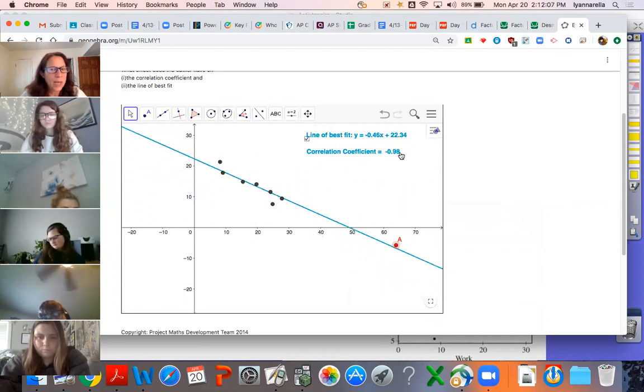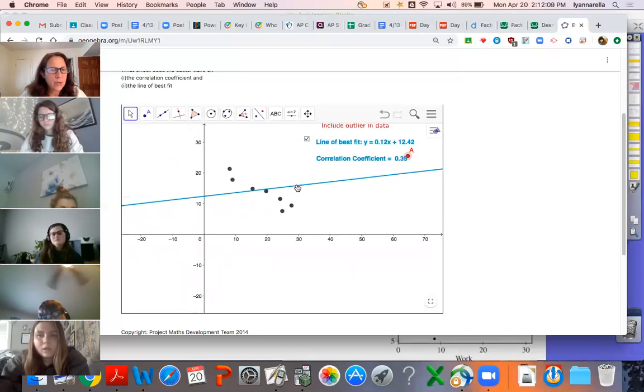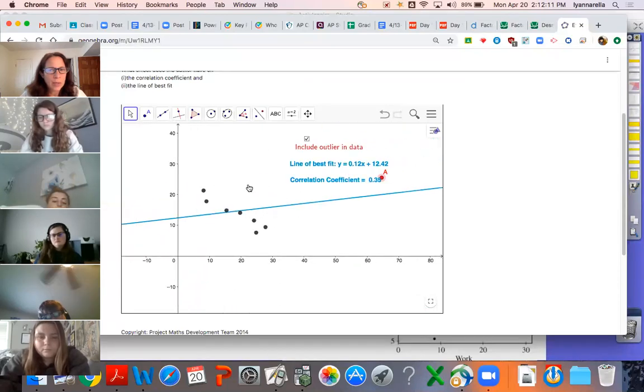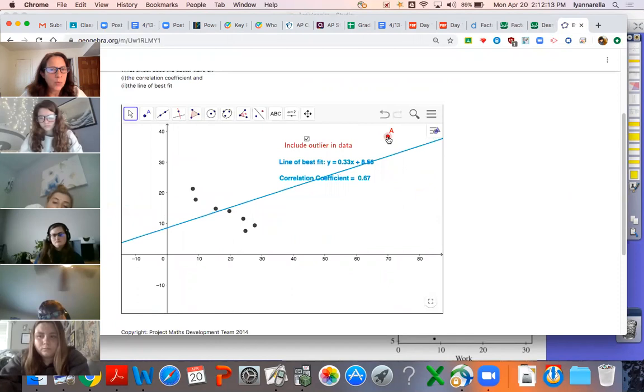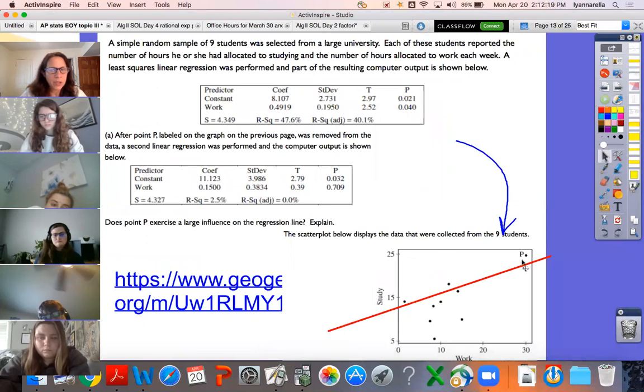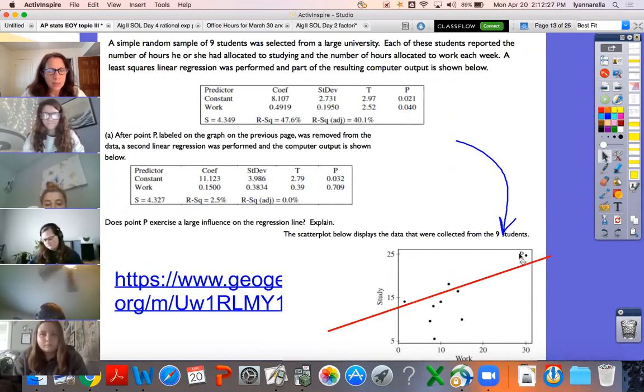If it's way outside of this X range right here, then it's going to really have a huge impact on the slope. So that's what this problem was all about. I just wanted you to know that P was a point of influence. It says, does P exercise a large influence? I would have said yes, it does, because it's so far beyond the X values of the other points in the scatter plot that it's going to do something pretty big to the line.